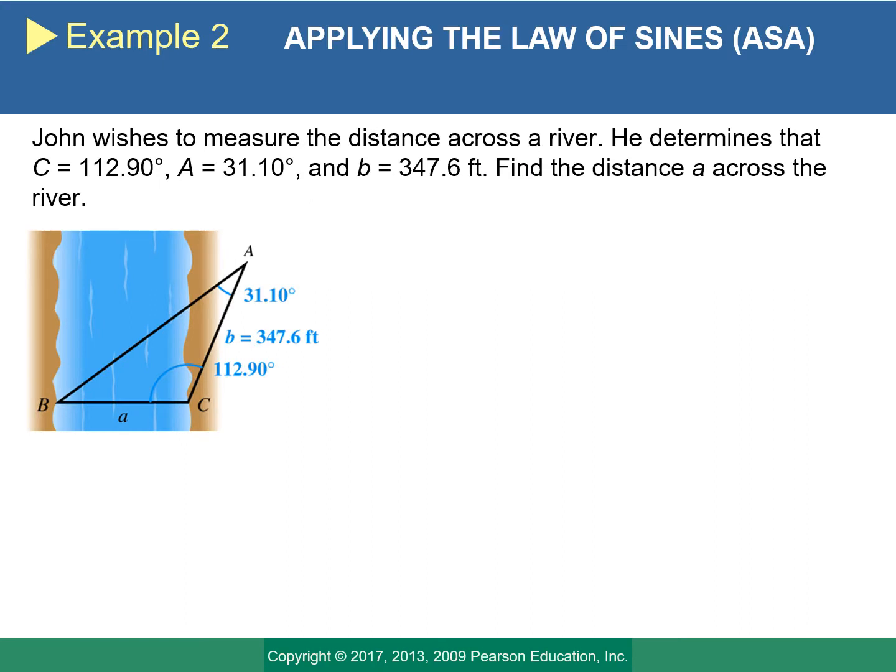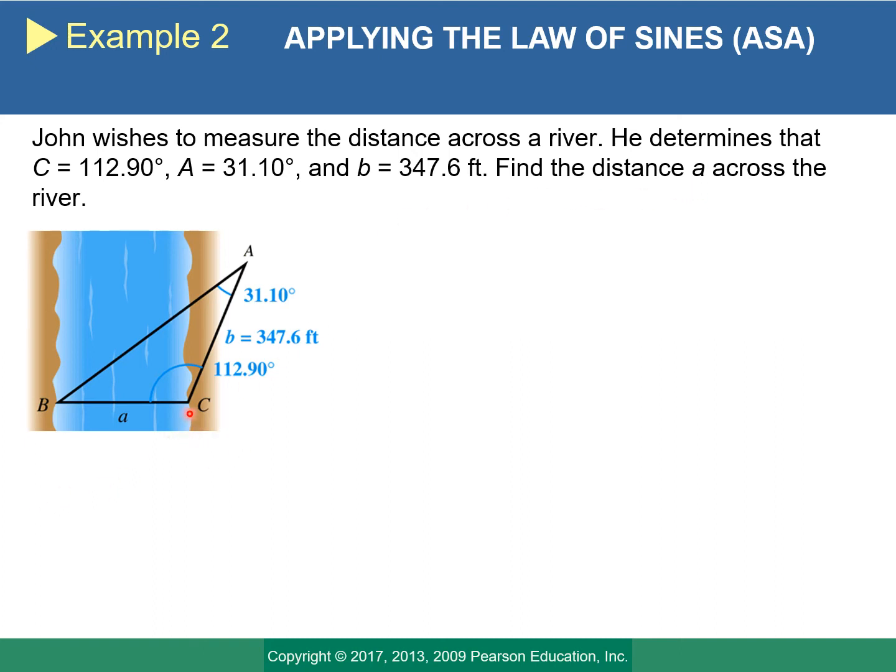All right, let's try this next example. John wishes to measure the distance across a river. He determines that angle C is 112.90 degrees, angle A is 31.10 degrees, and side length B is 347.6 feet. Find the distance we're calling A across the river.